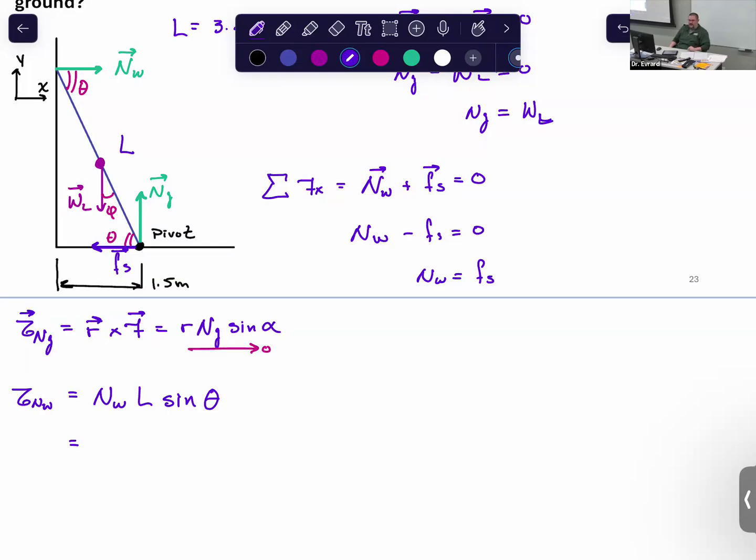Right, because it creates a clockwise rotation if the ladder were to move. So if you look at the pivot point of the ladder and that normal force due to the wall, if it causes the ladder to move, it's going to go clockwise.